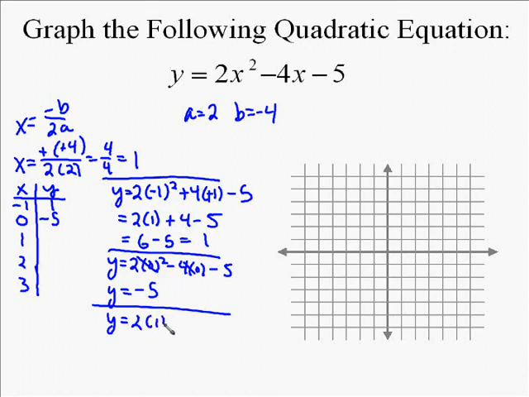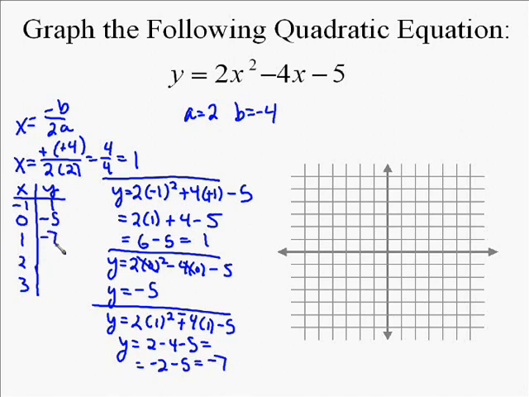And so we plug in 1 for x, so 2 times 1 squared minus 4 times 1 minus 5. Well, 2 times 1 squared is 2. Negative 4 times 1 is a negative 4, minus 5 is a negative 5. Well, 2 minus 4 is a negative 2, minus 5 is a negative 7. So your vertex is 1, negative 7.